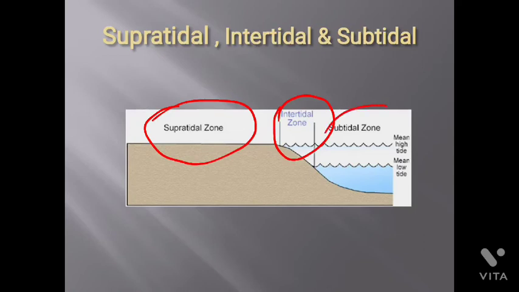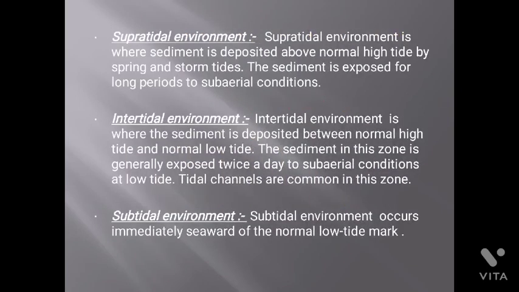Then comes the subtidal zone. Subtidal zone occurs immediately seaward of the normal low tide mark or in a tidal channel dissecting the flat and is rarely exposed to the subaerial condition. In this slide, I have given the definition of the environment.